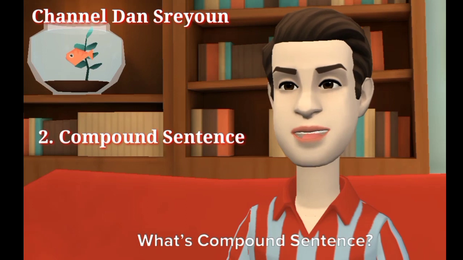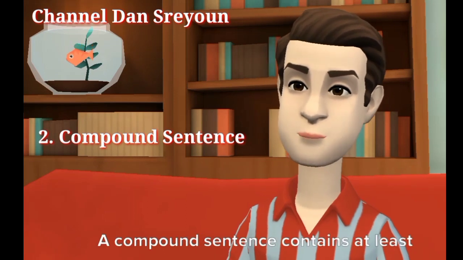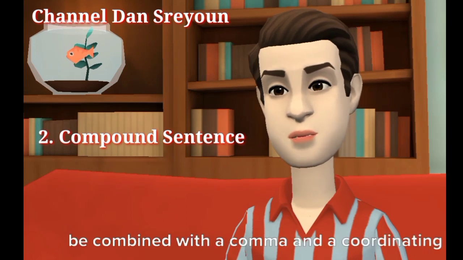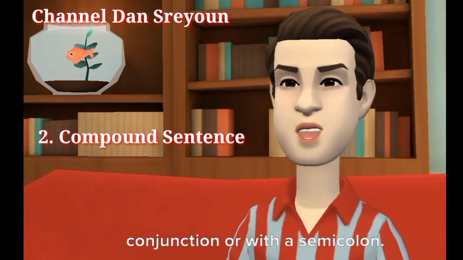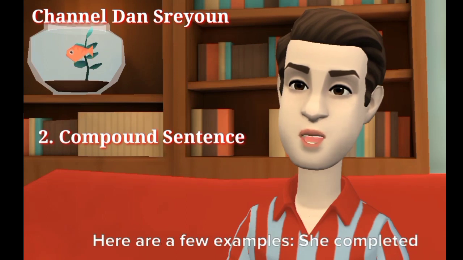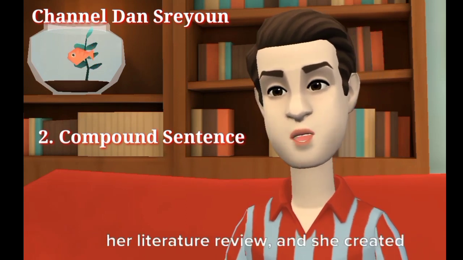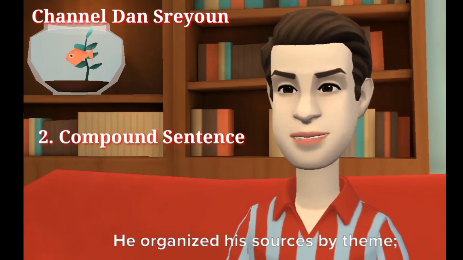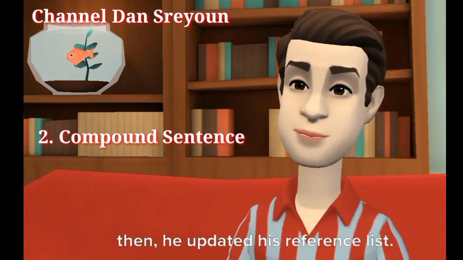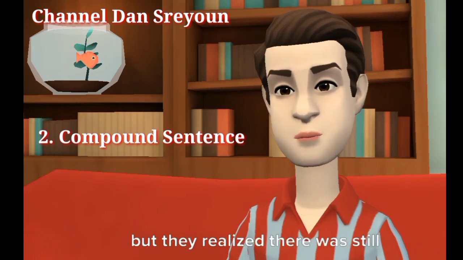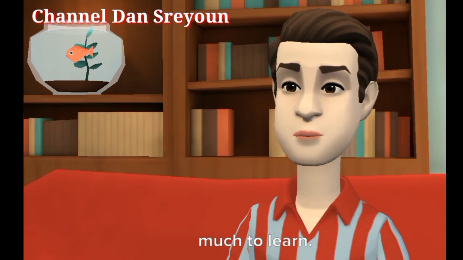2. What's a compound sentence? A compound sentence contains at least 2 independent clauses. These 2 independent clauses can be combined with a comma and a coordinating conjunction or with a semicolon. Here are a few examples. She completed her literature review, and she created her reference list. He organized his sources by theme; then, he updated his reference list. They studied APA rules for many hours, but they realized there was still much to learn.